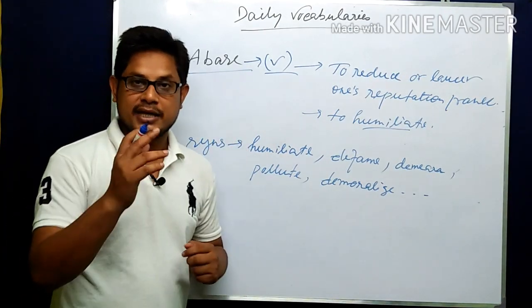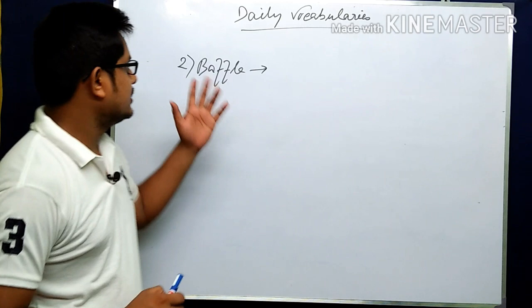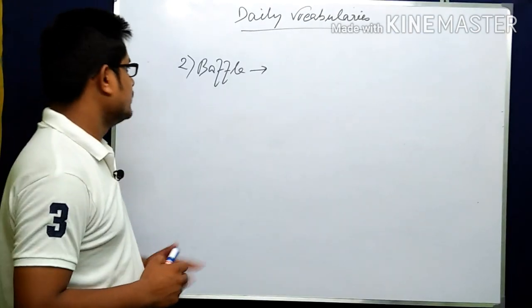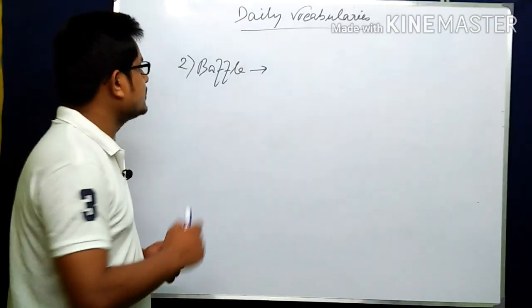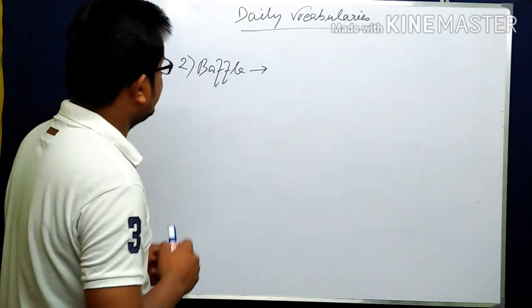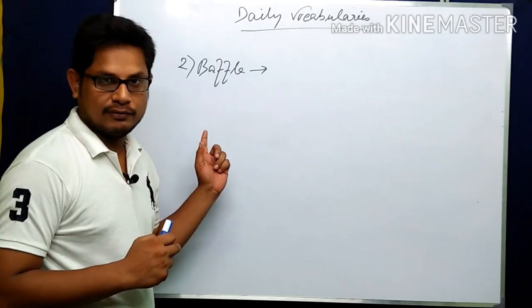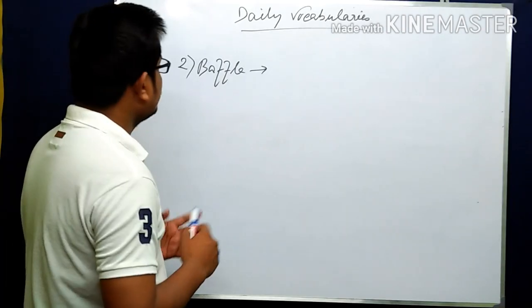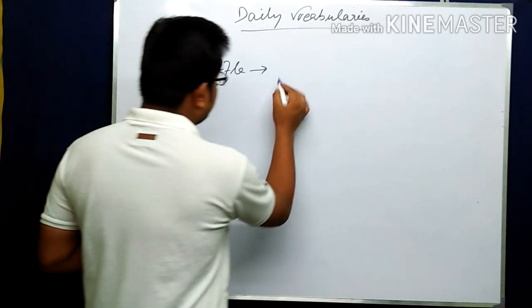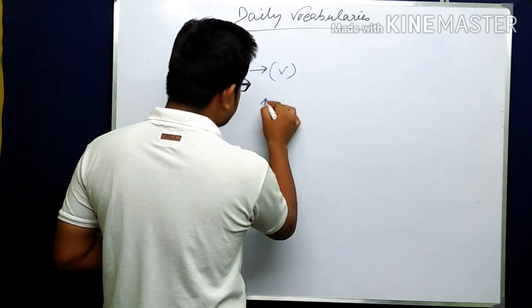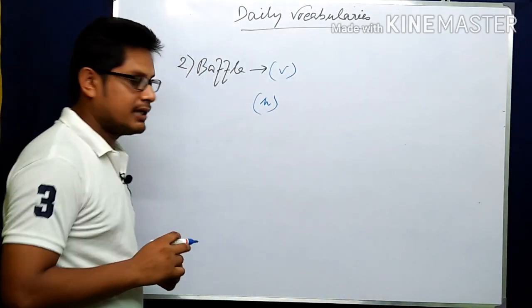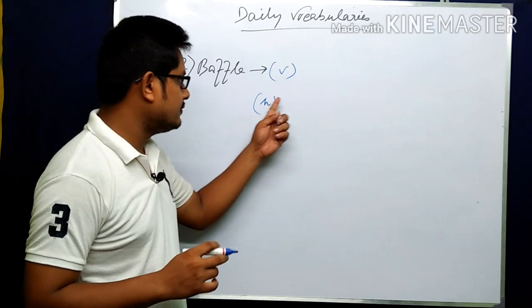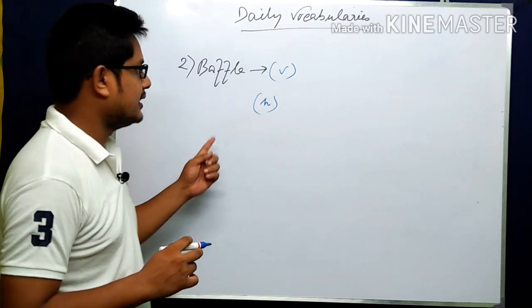So let's go for the second word. This is the second word of today's video: baffle. The word is baffle, B-A-F-F-L-E. Clear? Again, you have to know the part of speech. We can use baffle as a verb and at the same time as a noun.